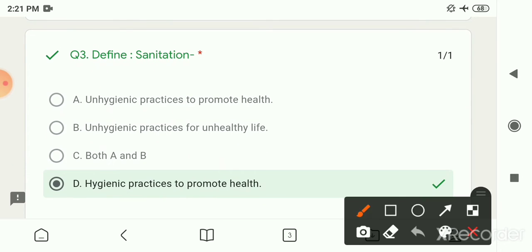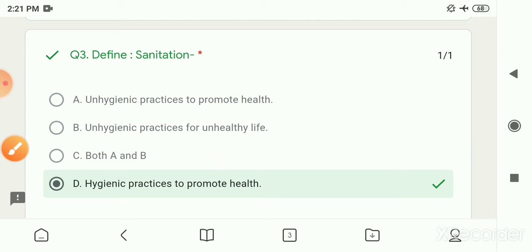Next third is define sanitation. What is sanitation? The first option A is unhygienic practices to promote health, that means unhygienic habits which promote health. Next is unhygienic practice for unhealthy life. Option C is both A and B and the last option D is hygienic practices to promote health. So here your answer is option D. To improve our health, the hygienic practices or hygienic habits are known as sanitation. So here your answer is option D.